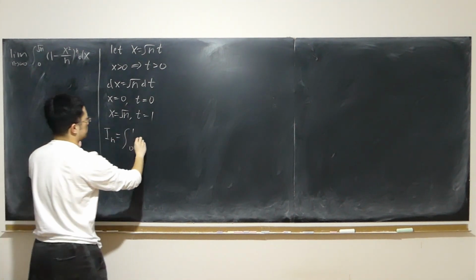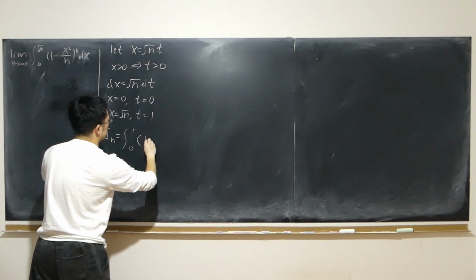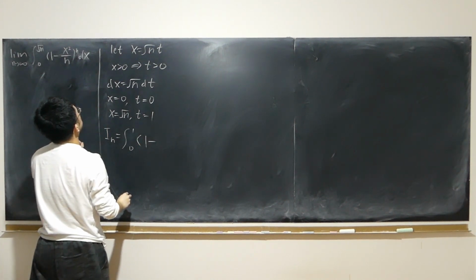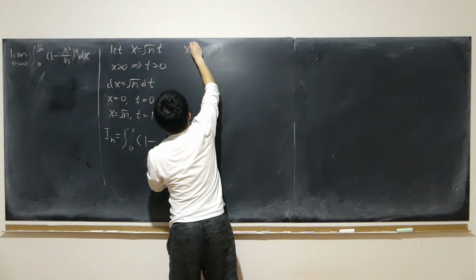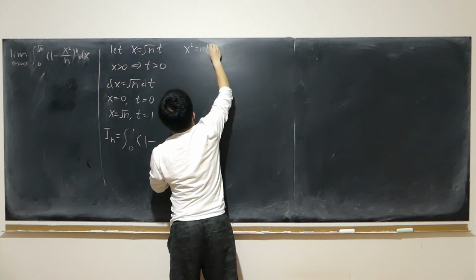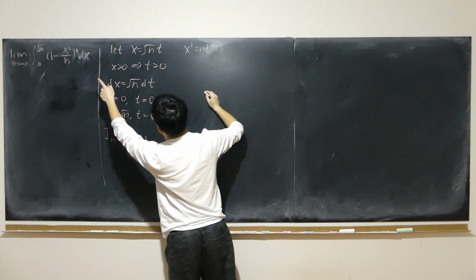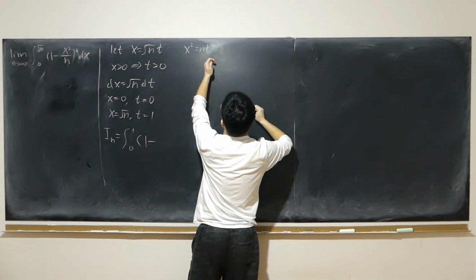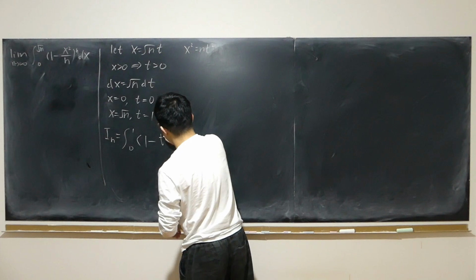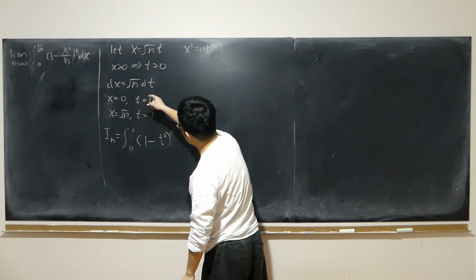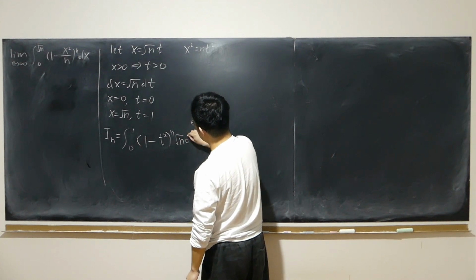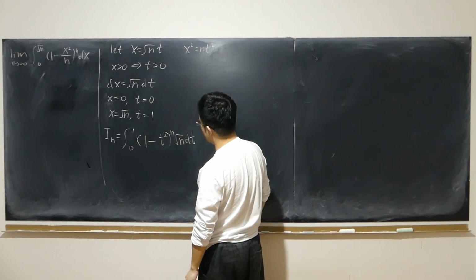That way I have 1 minus, this time x squared is equal to n times t squared, so x squared over n is t squared, to the power of n dx. And dx is equal to square root of n dt at this time.